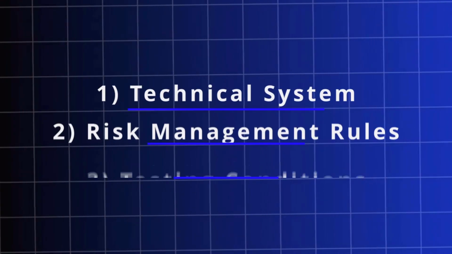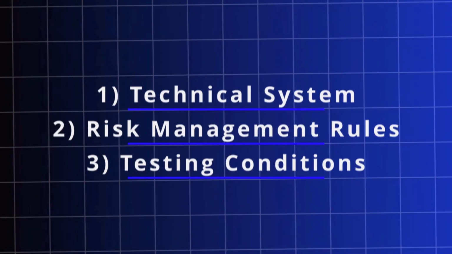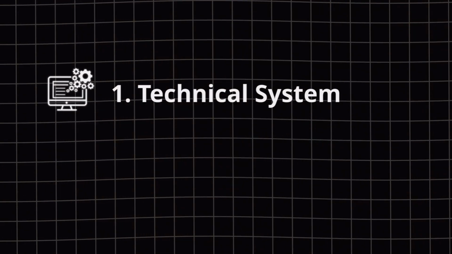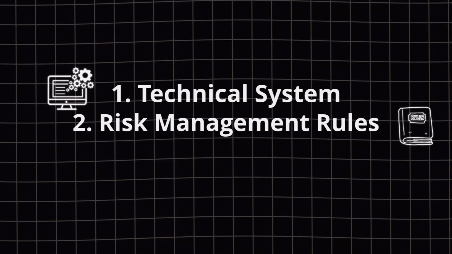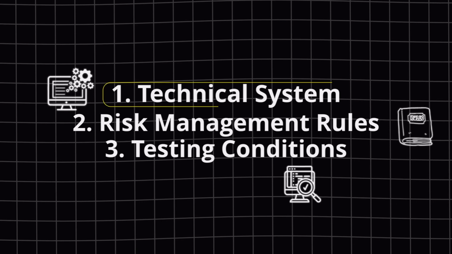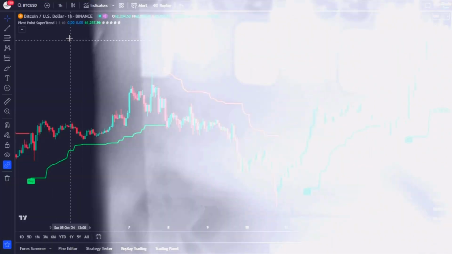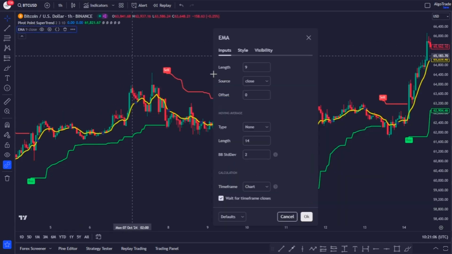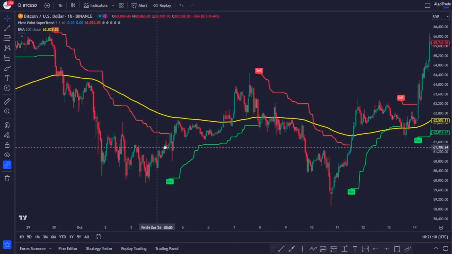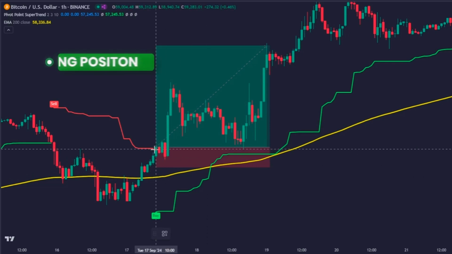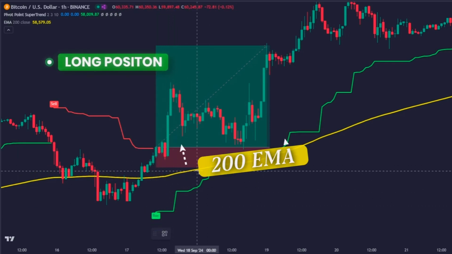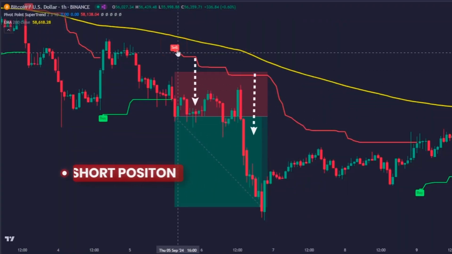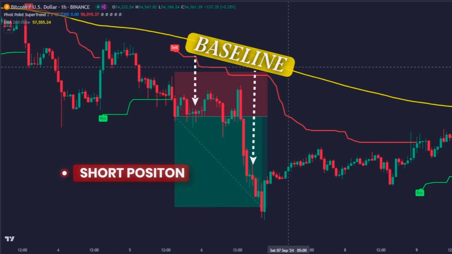For our testing, I will follow the same approach as usual. I will define our technical system, risk management rules, and testing conditions. The technical system will include using the Pivot Point SuperTrend in addition with the 200 period exponential moving average to filter out some fake signals. Here you have an example of a long position where the price is above the 200 EMA, and here you have a short trade example where the price is below this baseline.